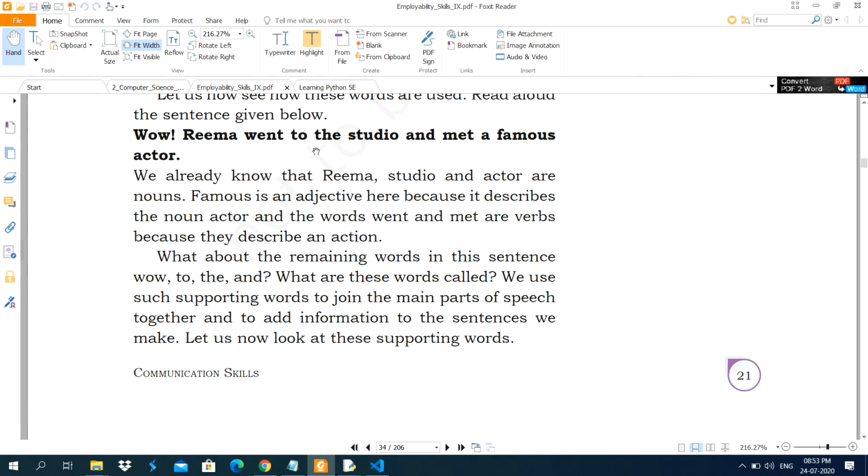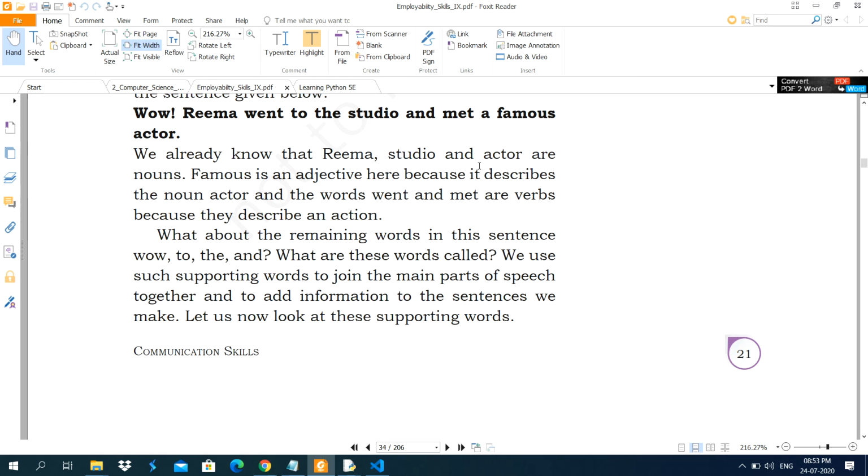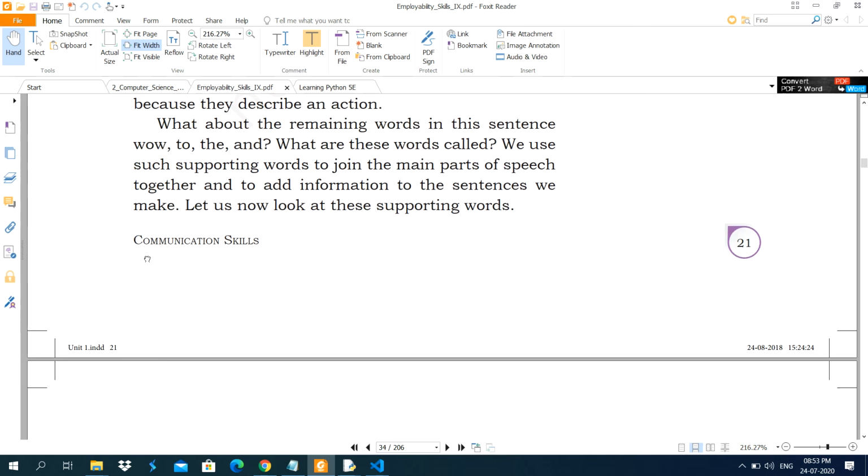In this sentence: Wow, Rima went to the studio and met a famous actor. Here, Rima, studio and actor are nouns. For this, you can read your English book or any other book and describe these parts of speech. In this way you can learn about parts of speech. Famous is an adjective because it describes the noun actor. The words went and met are verbs because they describe an action.